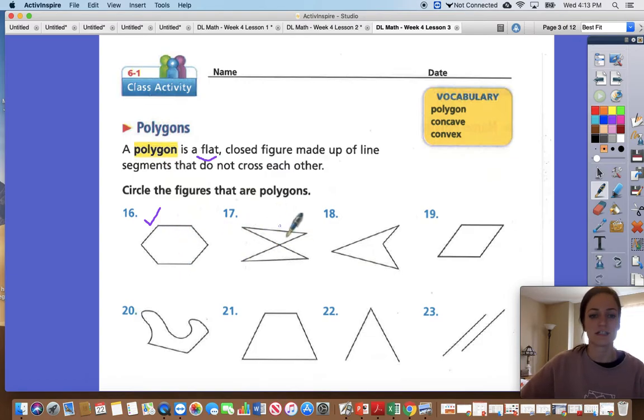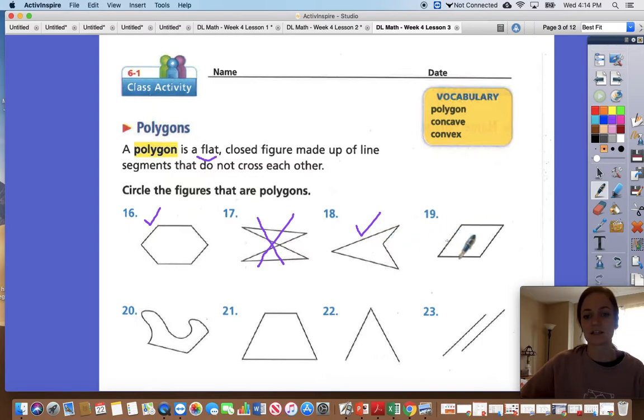Let's look at number 17. Is it flat? Yes. Is it closed? Yes. Is it made up of line segments that do not cross each other? No. Do you see how they cross each other right here? So this one is not a polygon. Let's look at number 18. Is it flat? Yes. Is it closed? Yes. Is it made up of line segments that do not cross each other? Yes. So this one is also a polygon.